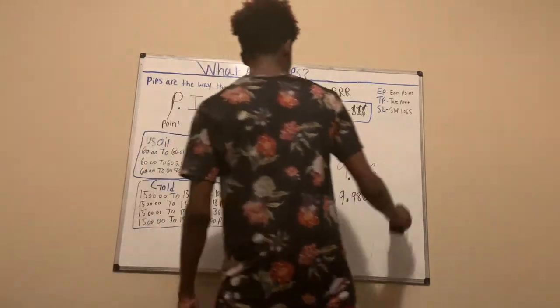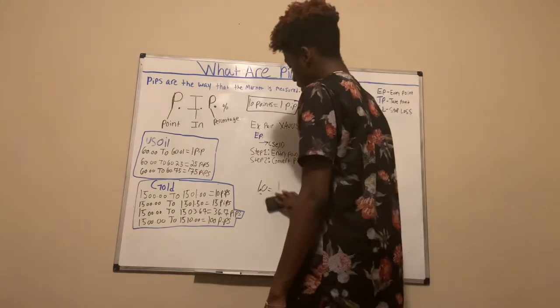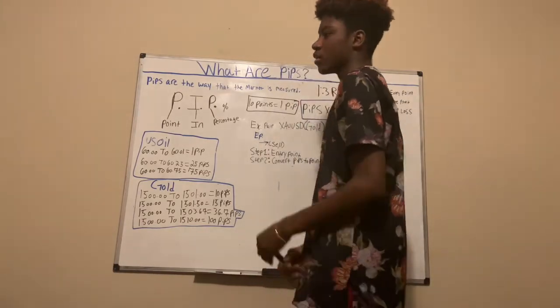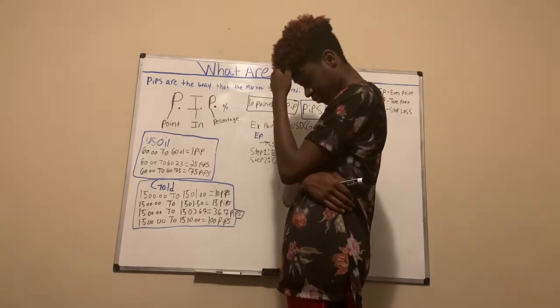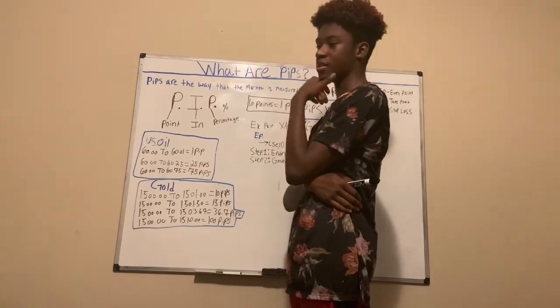So yeah, I'm gonna take y'all through a couple examples right here. I know some of y'all got this question: what if it's just 1 pip? Trust me, when you trade gold, you're not gonna put a 1 pip stop loss and take profit.